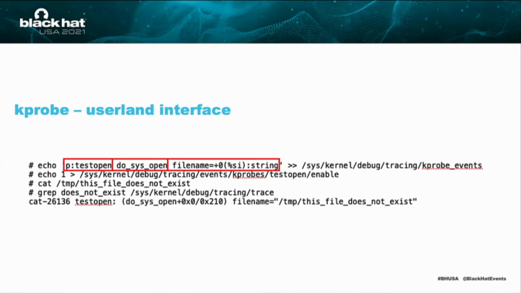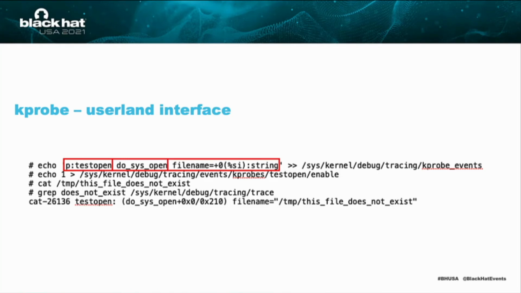You'll see on the next slide how to figure out which parameters are available to which tracing events. But for this case, we want the file name, which is the file that's going to be opened. We then put that into the K-probe events file. On the next line, we enable our testopen event. And then after that, we're going to cat a file that doesn't exist. We just wanted a unique file name.